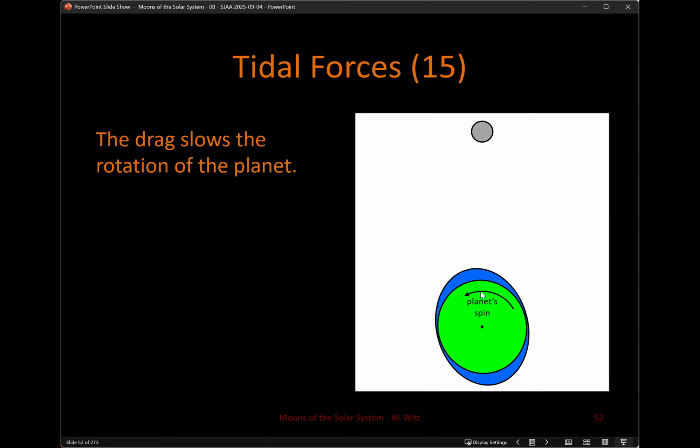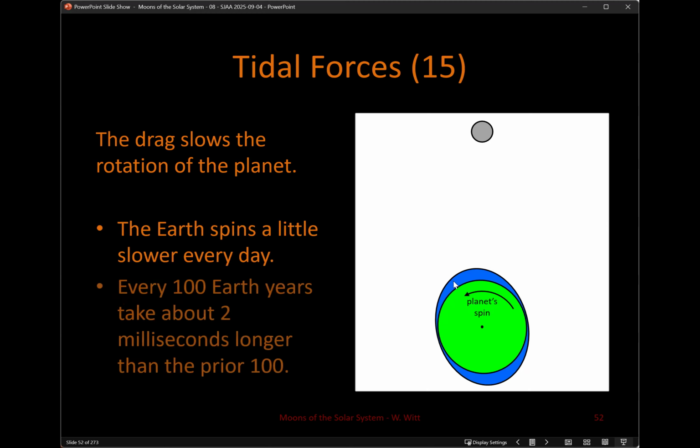And it gets even more interesting because this drag actually slows the rotation of the Earth, right? Because as the Earth is spinning, or any planet would be spinning, some of the energy of the spin is being used up through friction, if you will, because it's dragging or fighting against the water. So it actually causes the planet's spin to slow a little bit. And the Earth spins a little slower every day because of this. Again, it's tiny, right? But every 100 Earth years take about 2 milliseconds longer than the prior 100. So our Earth is slowly slowing down, but at a really, really slow rate.